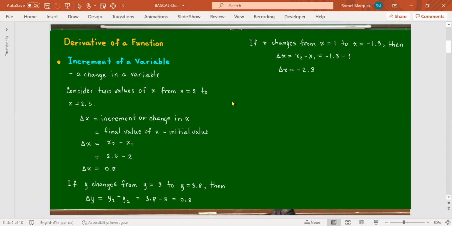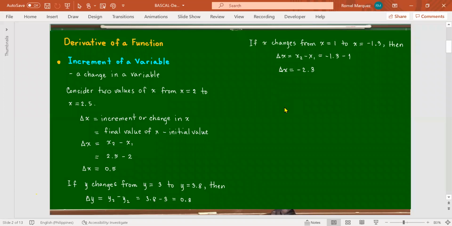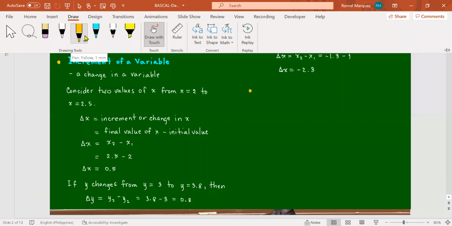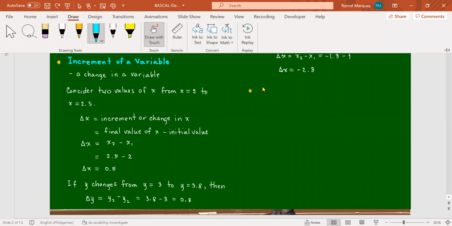Yes po, sir. So the next thing that we are going to talk about to get to the derivative of a function is what we call the average rate of change.